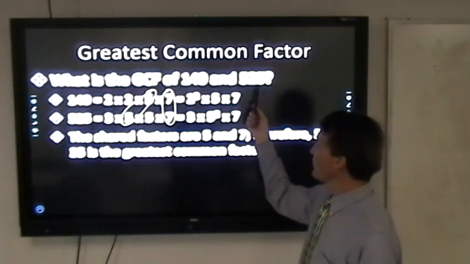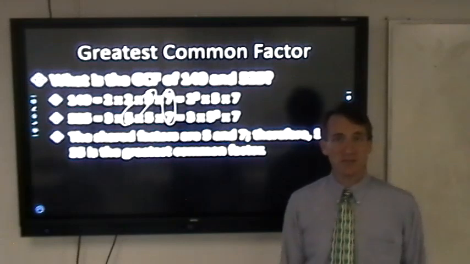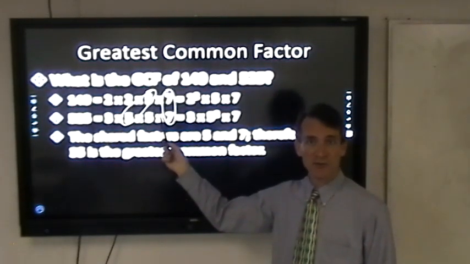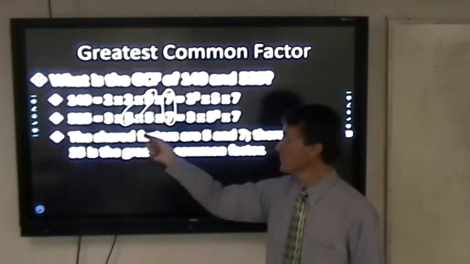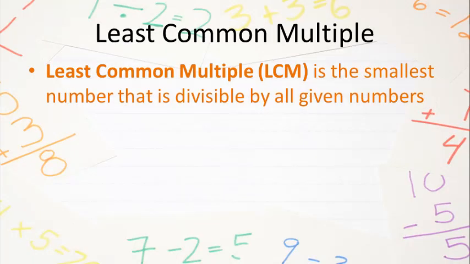If I take the 525 and I divide by 35, I'm going to end up getting 15. Well, if I take the two remaining factors that I did not use to find my greatest common factor, the 3 and the 5, and I multiply them together, I get 15.